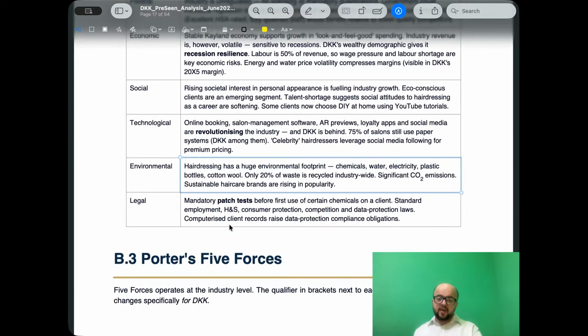Okay. The environmental impact is interesting. Hairdressing has a huge environmental footprint: chemicals, water, electricity, plastic bottles, cotton wool. Only 20% of waste is recycled industry wide. Significant CO2 emissions. Sustainable hair care brands are rising in popularity.